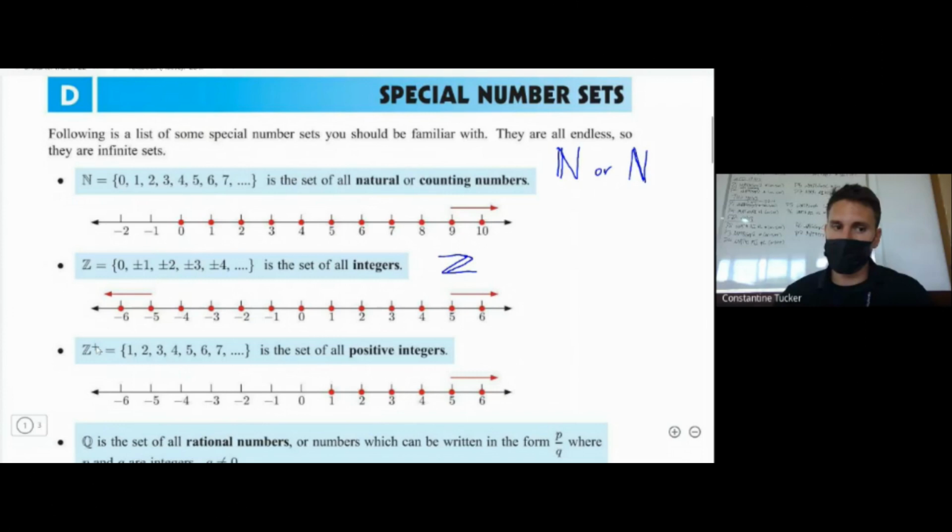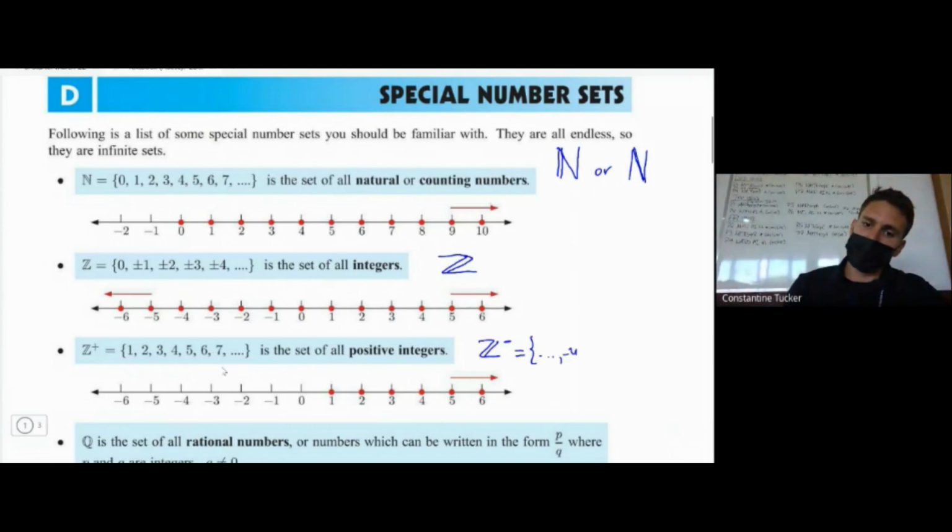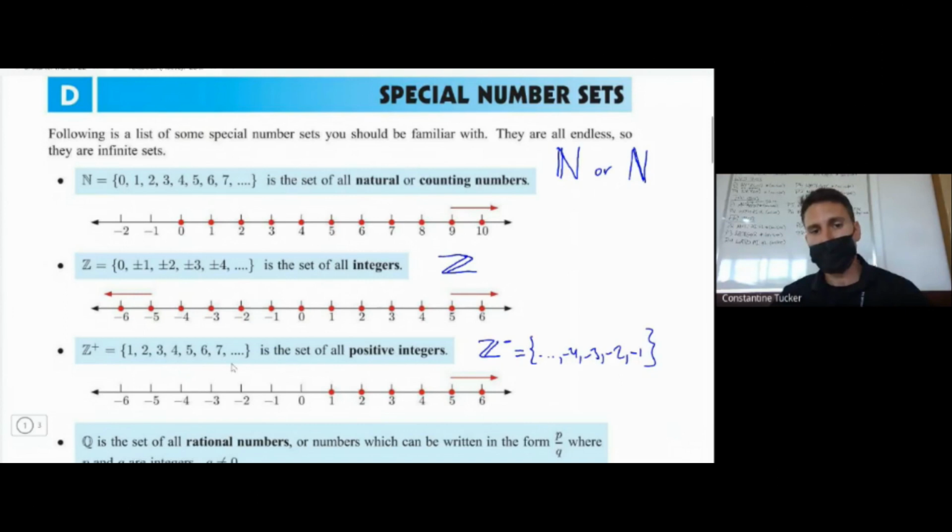Now, if you put a little cross next to it, it means it's just the positive integers. And by the way, if you were to put a minus next to it, then it would include the negative integers. So it would be something like -4, -3, -2, -1, all of these numbers.